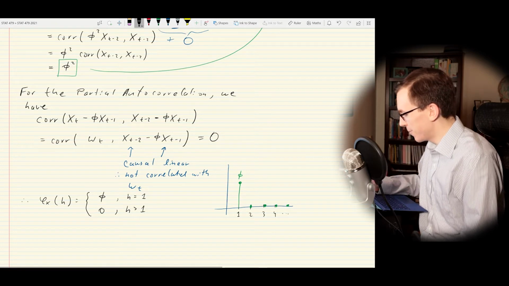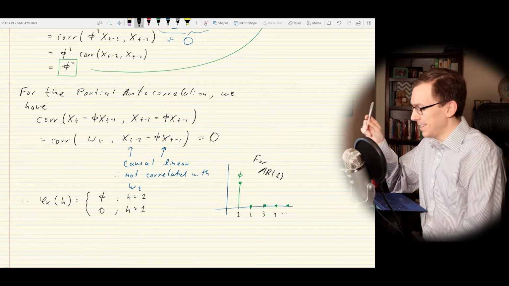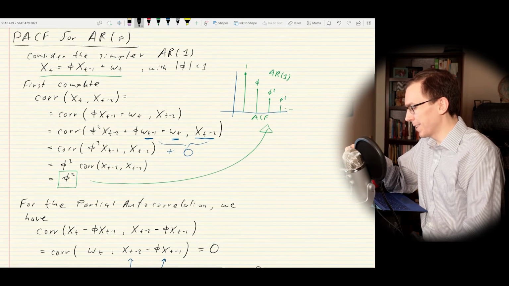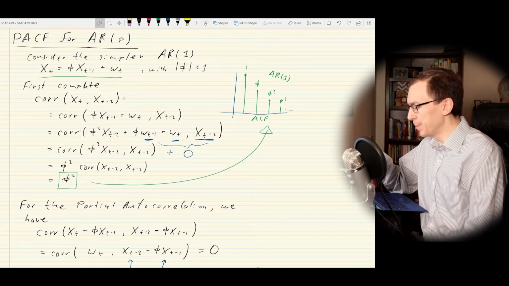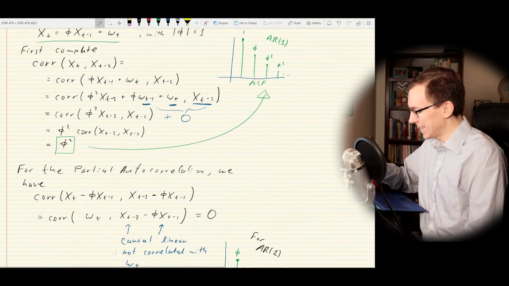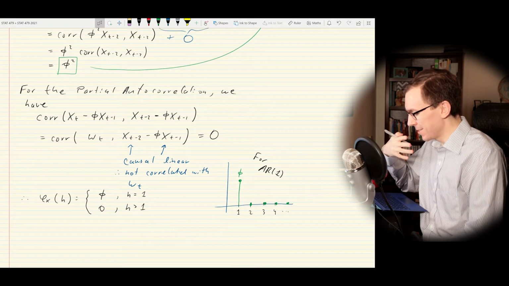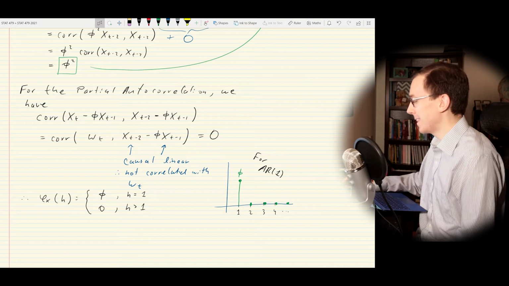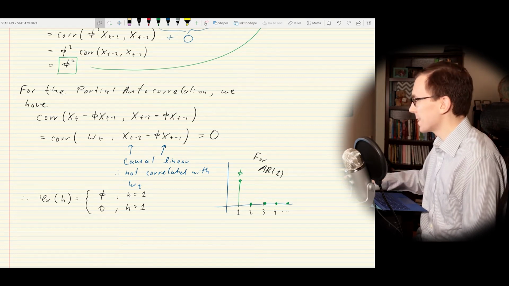This is, again, for the AR1. That's kind of neat, because we're not going to get all this extra junk with phi squared and phi cubed and phi whatever. In this case, it's just phi, and then zeros all the way, which is nice. We can use that to identify the AR1 process.